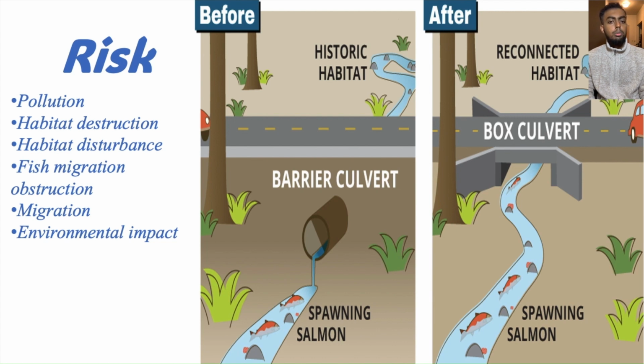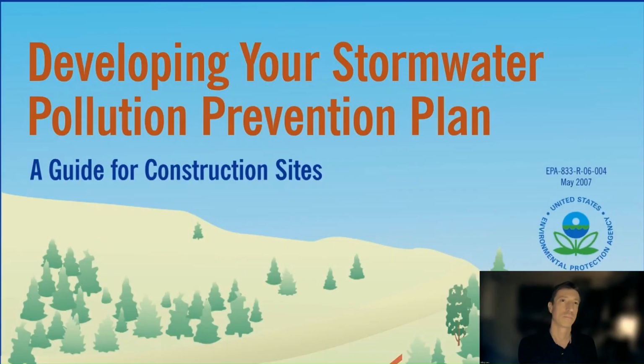Given those potential risks, it is crucial for the project management team to implement healthy environmental safeguards and mitigation measures to minimize pollution. One of the essential steps in planning for the removal of the old culvert and the construction of the new passageway is developing the SWPPP, the Stormwater Pollution Prevention Plan.